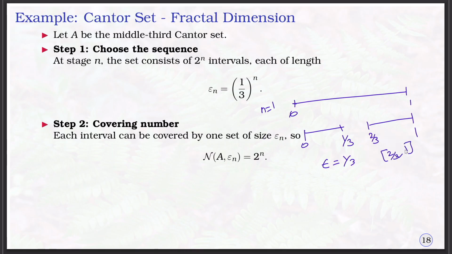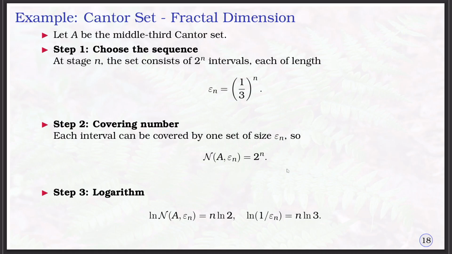Here the radius of this closed ball is 1 by 3. So, in each nth interval, if you are fixing epsilon n as 1 by 3 power n, then 2 power n number of closed balls are required. In the nth step, 2 power n number of balls of radius epsilon n will cover the Cantor set at each stage.